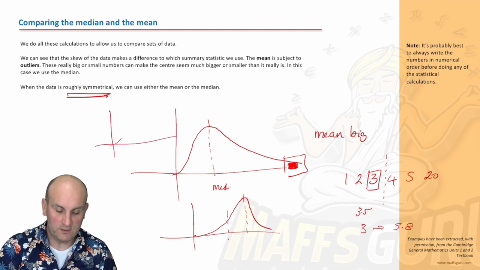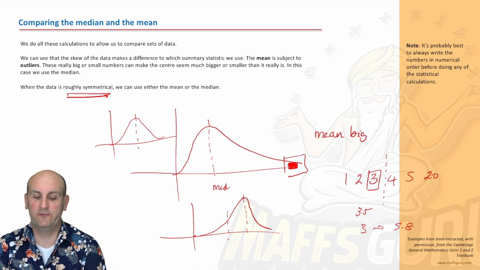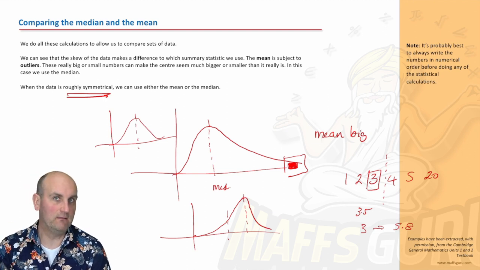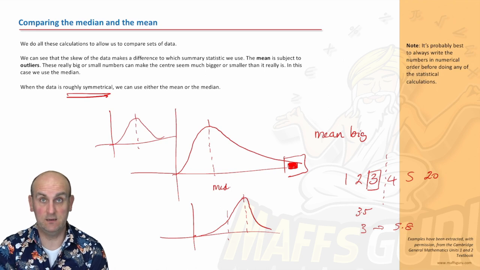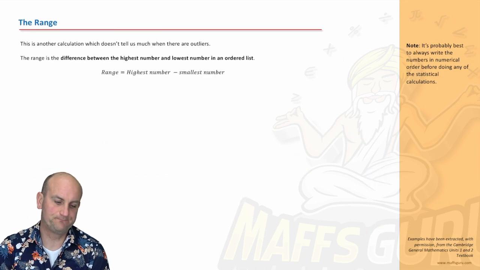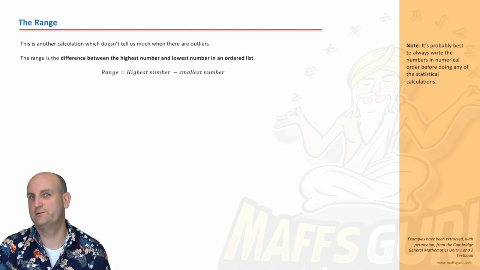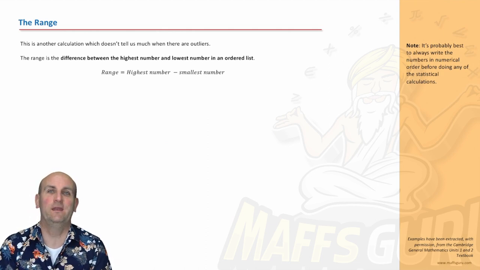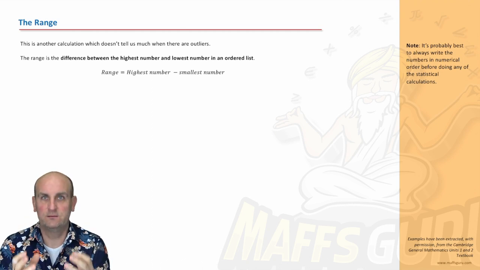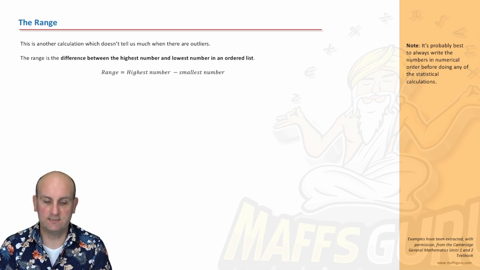Why? Well, because when it's symmetrical, the mean and the median are roughly around the same place. But when we have outliers or our data is skewed, we have to use the median. Don't use the mean. The range is a statistic that we use, but again, with some sort of guidance. Now, why?